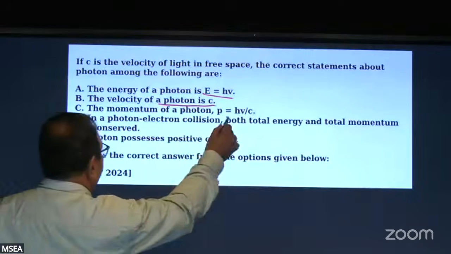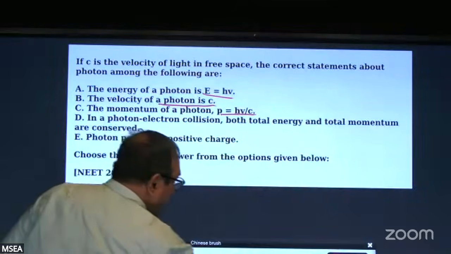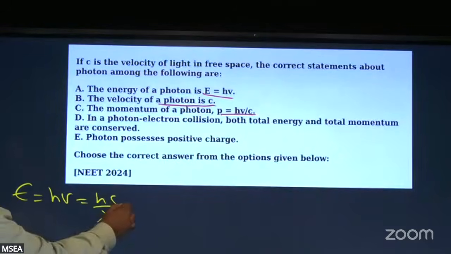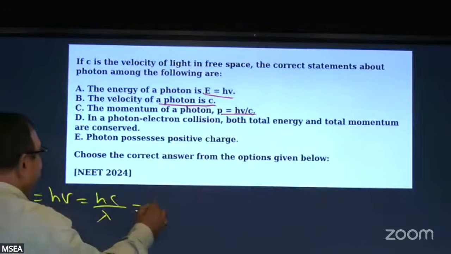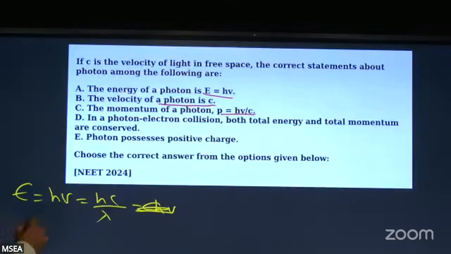We have to take the momentum of the photon. Momentum p is equal to h nu by c. We can write E is equal to h nu or hc by lambda. Even momentum, p, we can write: E is equal to h nu, so mc square is equal to h nu, or mc is equal to h nu by c, or momentum is equal to h nu by c. Even this is also right for the momentum.